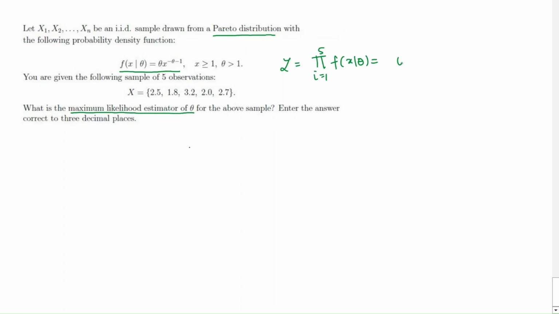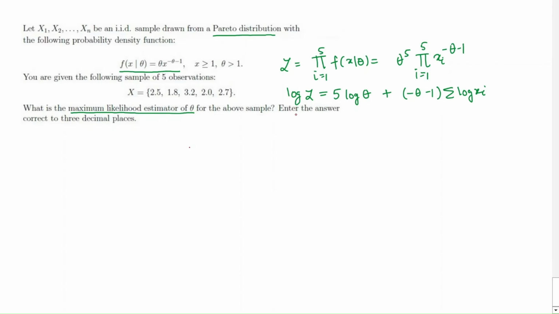So the likelihood is nothing but the product of the PDFs, which turns out to be theta to the power 5 times the product, i running from 1 to 5, of xi to the power minus theta minus 1. Now typically we want to maximize this likelihood by maximizing its log function. So we maximize log L, and why do we do it? We do it because log is a concave function and it's also monotonically increasing. So it will turn out to be 5 log theta plus (minus theta minus 1) times the summation of log xi.